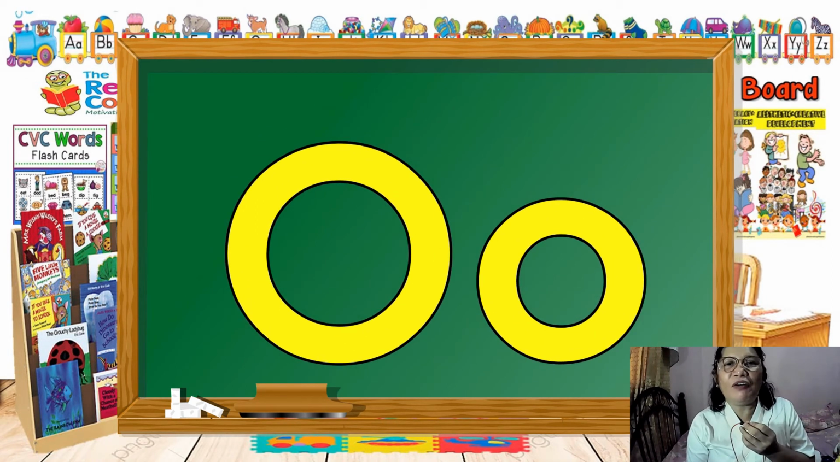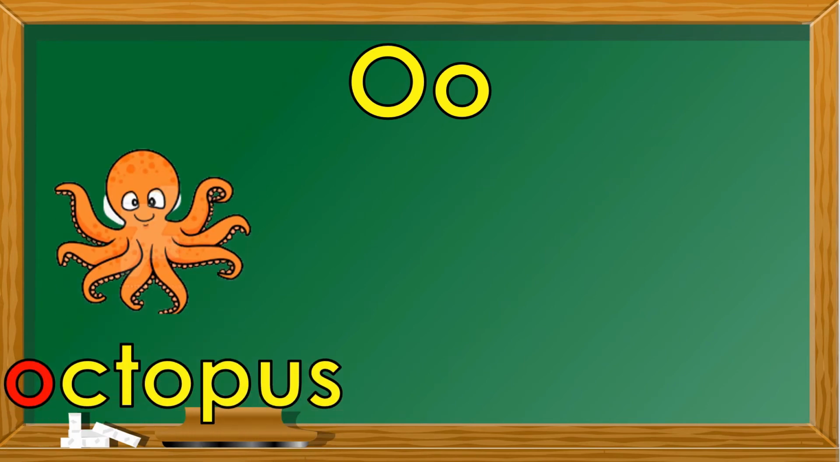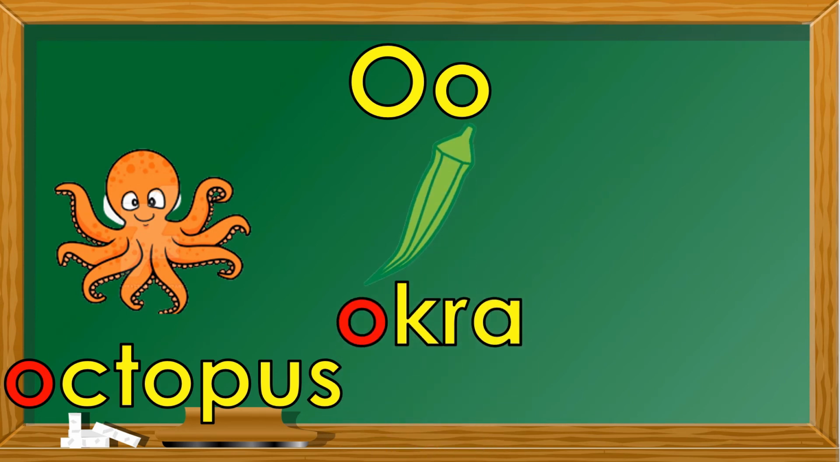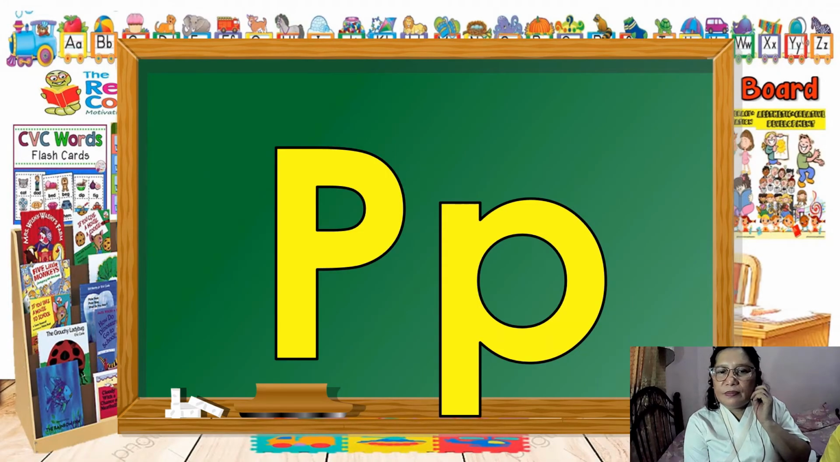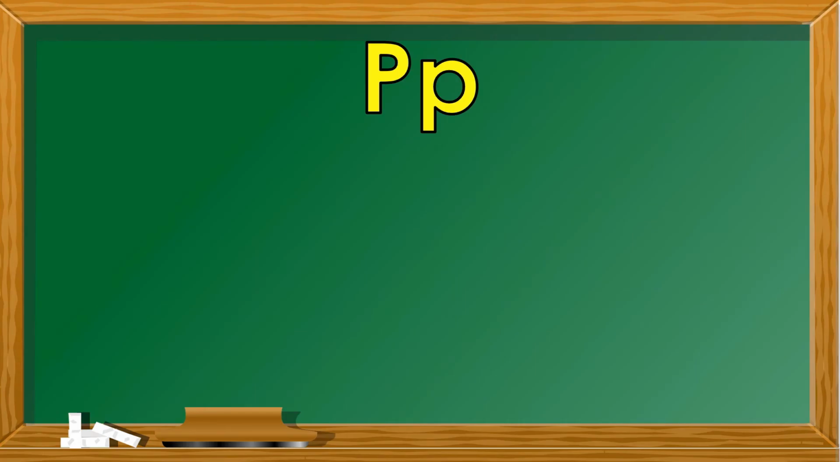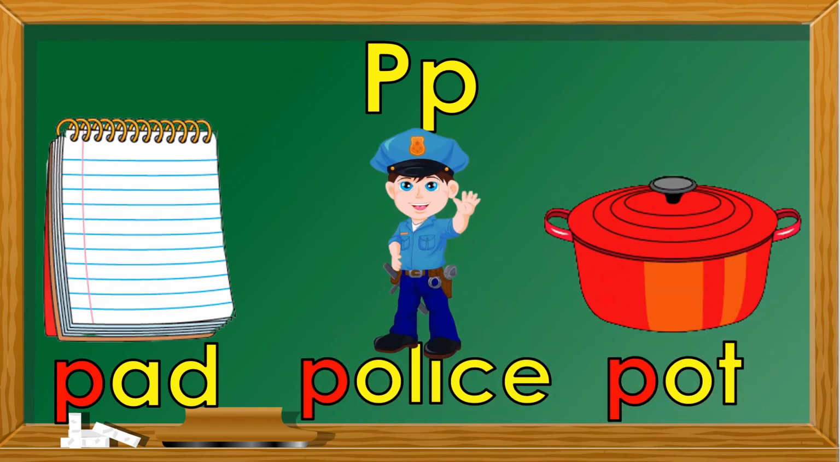Next letter is letter O. And the sound of letter O is O. Here are some objects with letter O. Octopus, okra, orange. Next, we go to letter P. The sound of letter P is P. Here are some objects with letter P. Pad, police, pat.